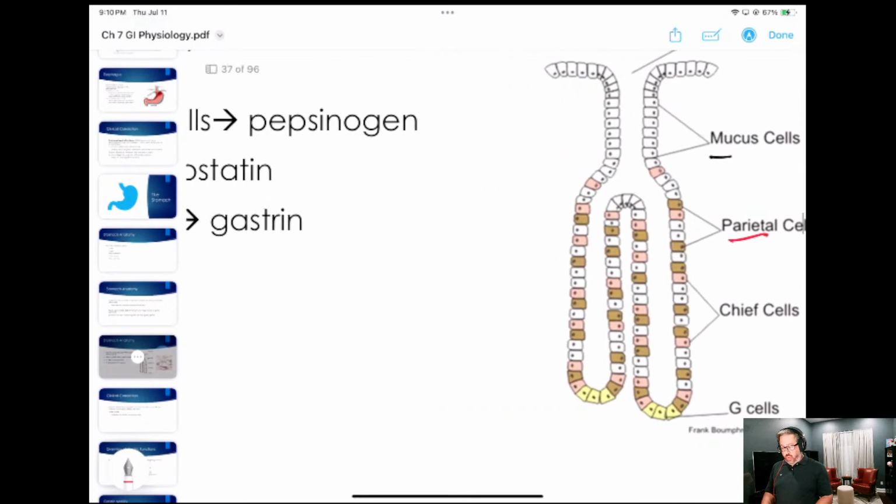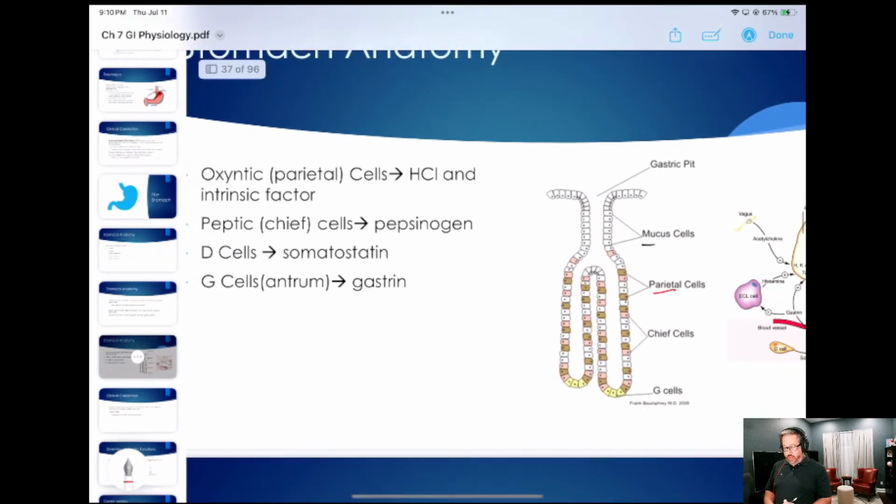Parietal cells. What do parietal cells do? Parietal cells is where we make our hydrochloric acid and intrinsic factor. Remember, intrinsic factor is very important for B12 absorption in the terminal ileum. But it's secreted in the stomach.